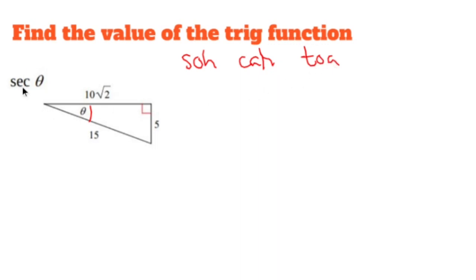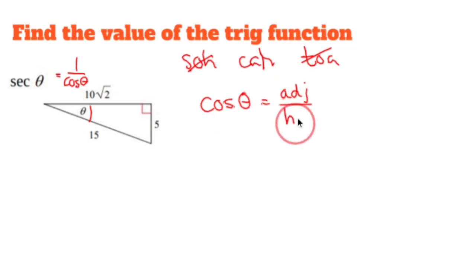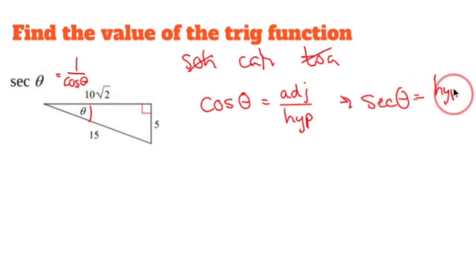Well, we don't have anything for secant, but what do we know? We know that secant is the same as 1 over cosine. So I don't care about sine and I don't care about tangent. I care about cosine. So if cosine theta is the adjacent over the hypotenuse, then secant theta is going to be the reciprocal of that, the hypotenuse over the adjacent side.